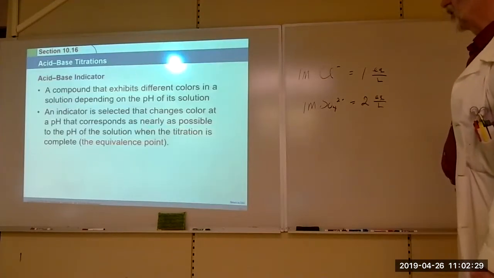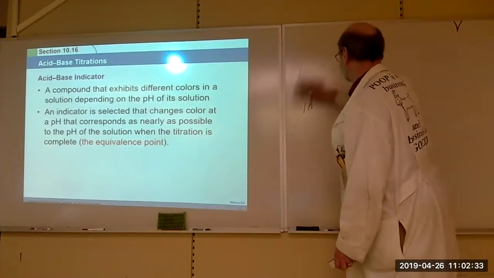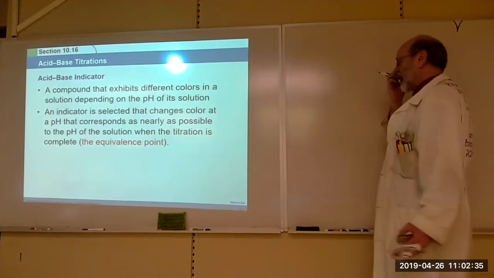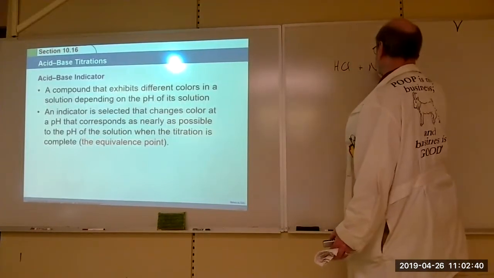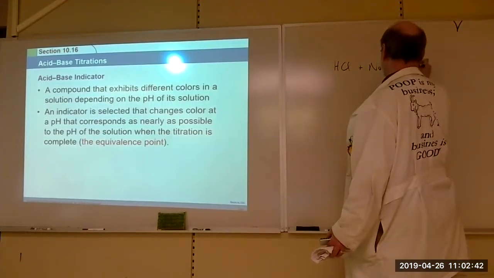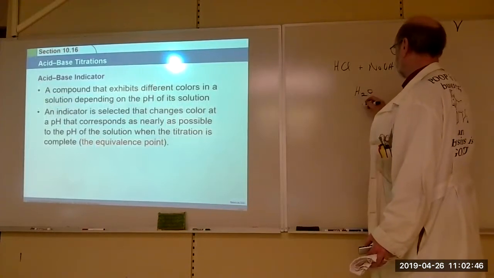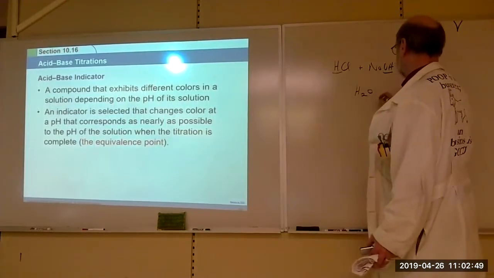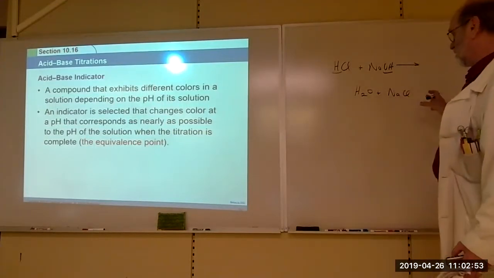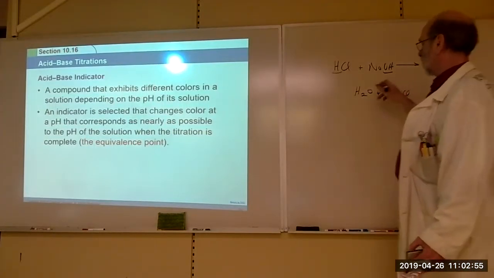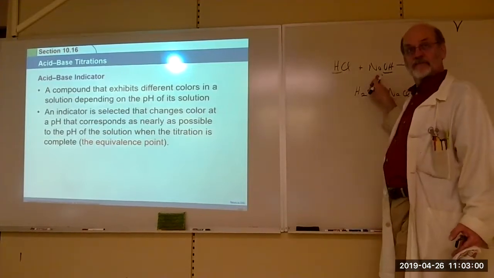So when do we use things like this? In titrations. So if we were to titrate hydrochloric acid against sodium hydroxide, we would get water and sodium chloride. That's balanced. So what's the relationship? Well, if we have 1 mole of this, it takes 1 mole of that, right? So it's 1 to 1.